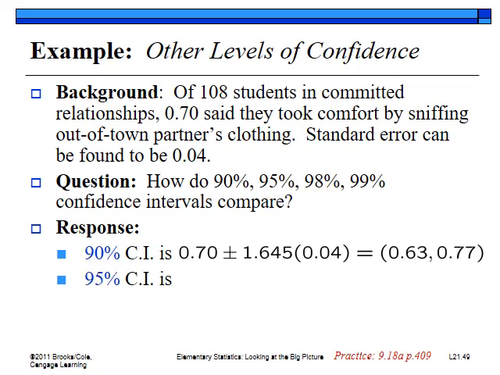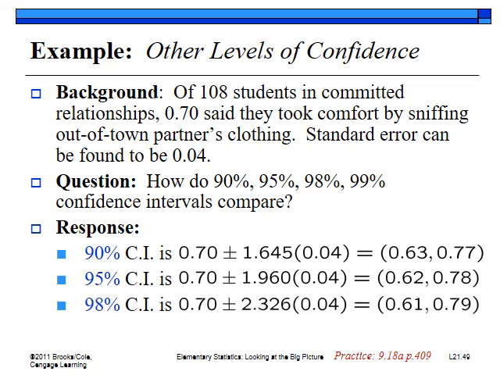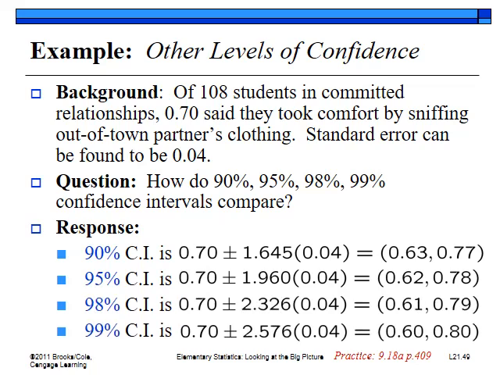We'll do something similar for the others. And we see that as confidence goes up, the width of the confidence interval also goes up. That's because these multipliers are getting bigger as the confidence level gets bigger.